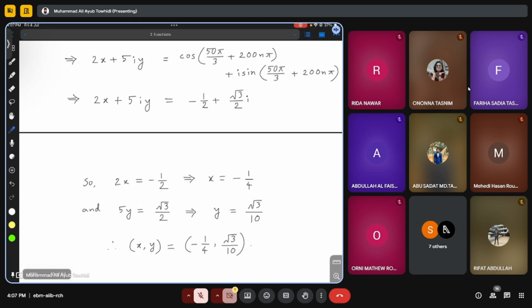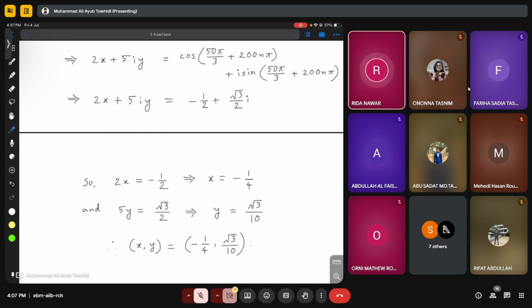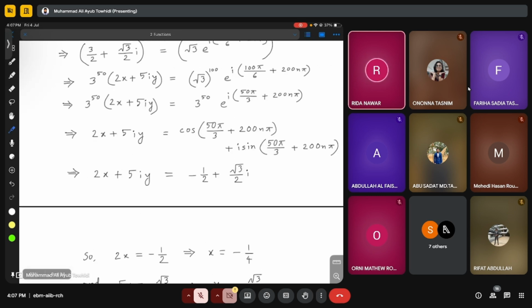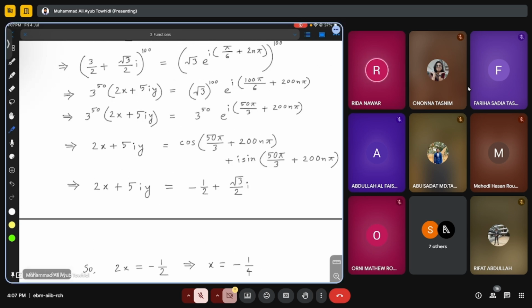Did you understand the problem? Sir, here how did 2x plus 5iy equals minus half plus root 3 by 2i come about? Okay. Can anyone answer this?